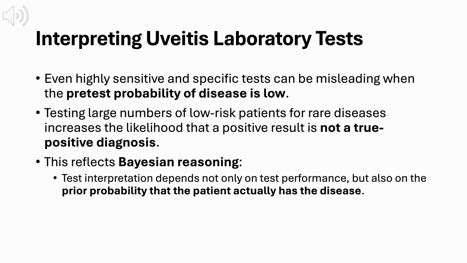This is Bayesian reasoning. How you interpret a test depends not just on the test's accuracy, but on the pre-test probability that this patient actually has the disease. That's the mathematical backbone of everything we just said about targeted testing. Order tests where the pre-test probability is high enough for a positive to mean something.